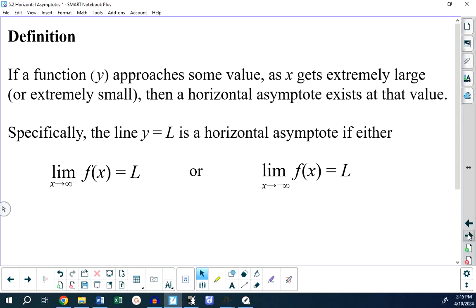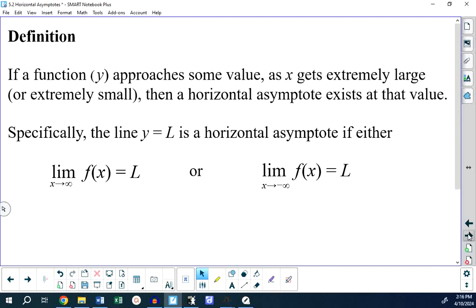Later on in section 5.5, one of the jobs we have is to graph any function using all the skills possible. And there is one question in the textbook that happens to have a different horizontal asymptote at positive infinity than negative infinity. And it's really tricky. It's not something I need to get into unless we get to that question and somebody asks about it. Okay?